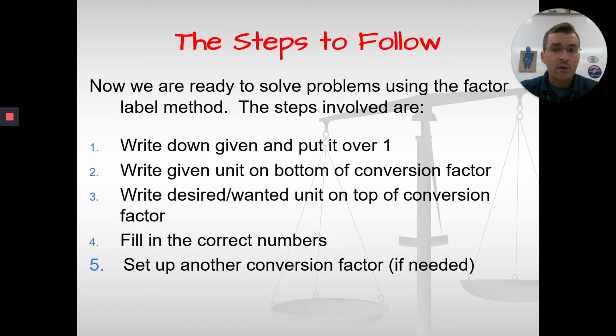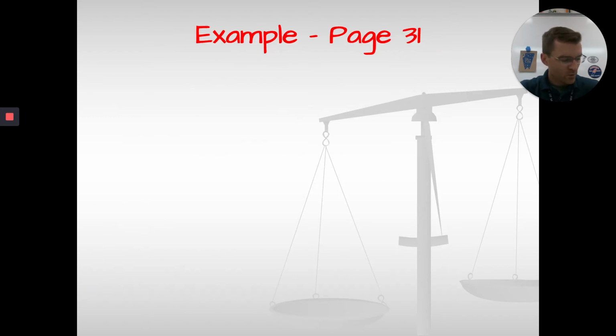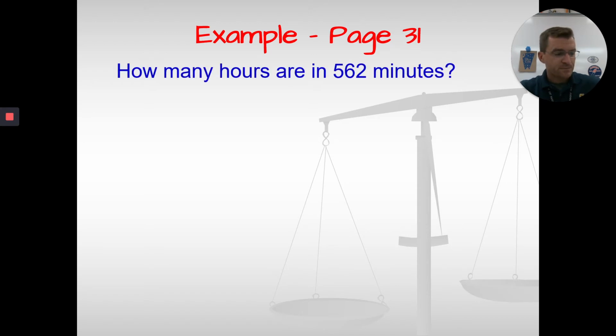Then we set up another conversion. Maybe it's a two-step problem. And then we do our math. And what I like to tell students is multiply across the top. So any numbers on the top of the fractions, we multiply, and then divide by any numbers on the bottom. So let's try this out. We're going to be assisted with our friend Wilbur for number 1 on page 31.